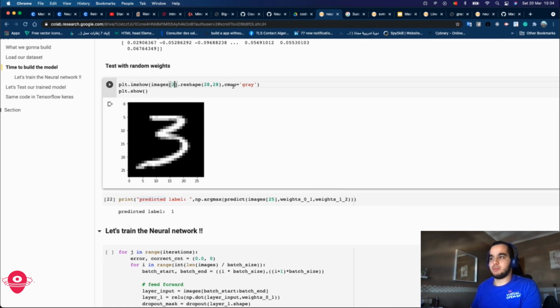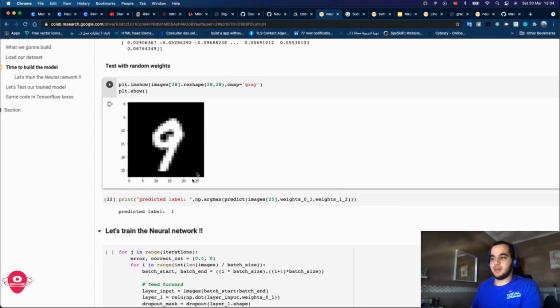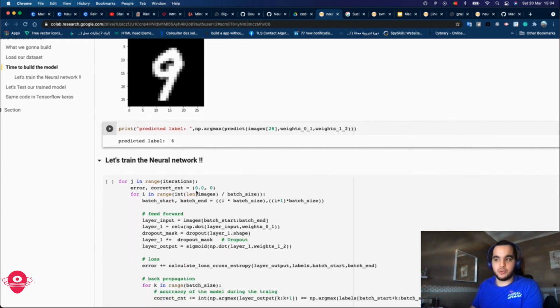Let's pick number 28 and plot it. You can see that this is a 9, and let's run our random prediction with this image. Let's see what our model guessed. This model thought that this 9 is a 6. So this is just to show you that this is completely a random guess before we launch the training.